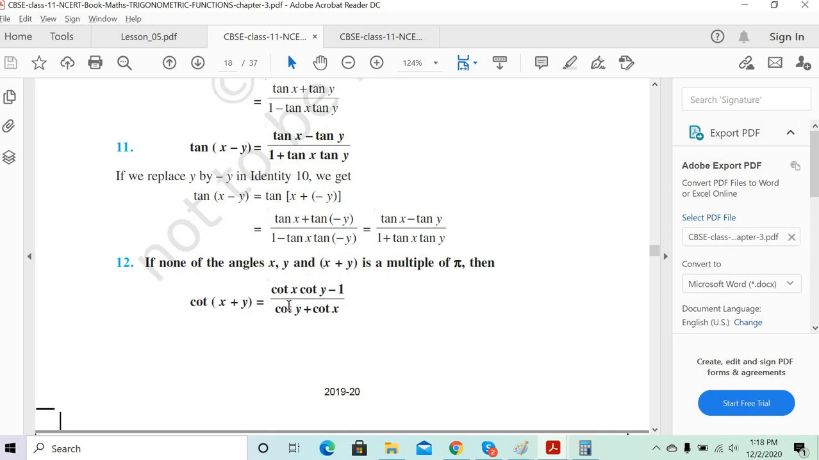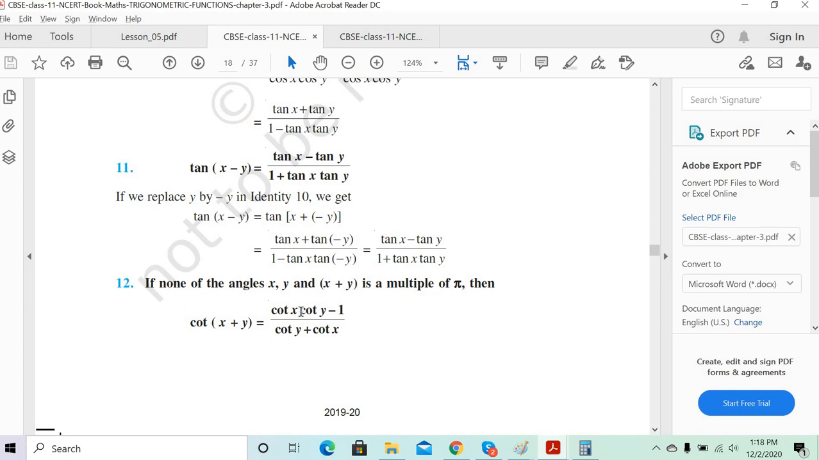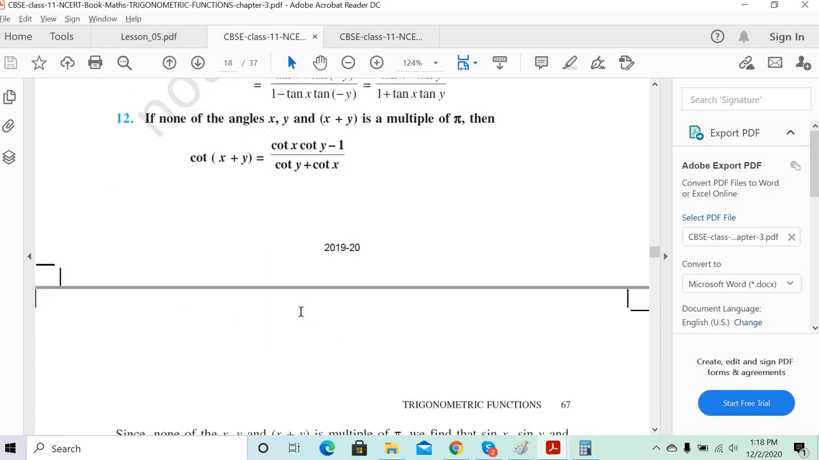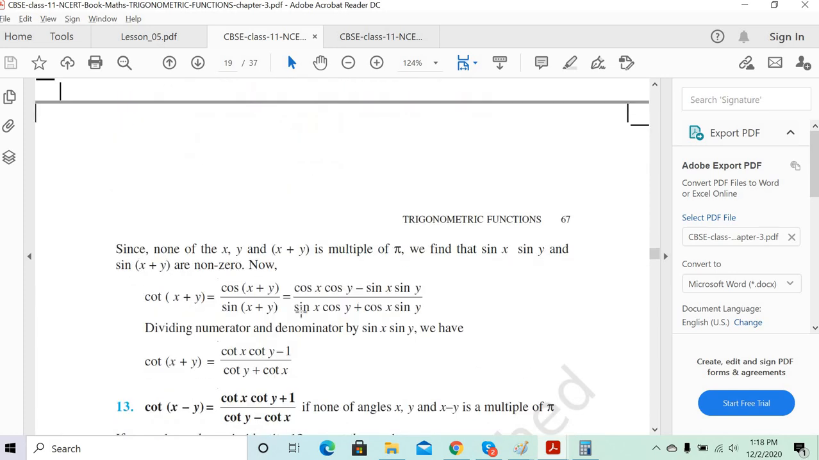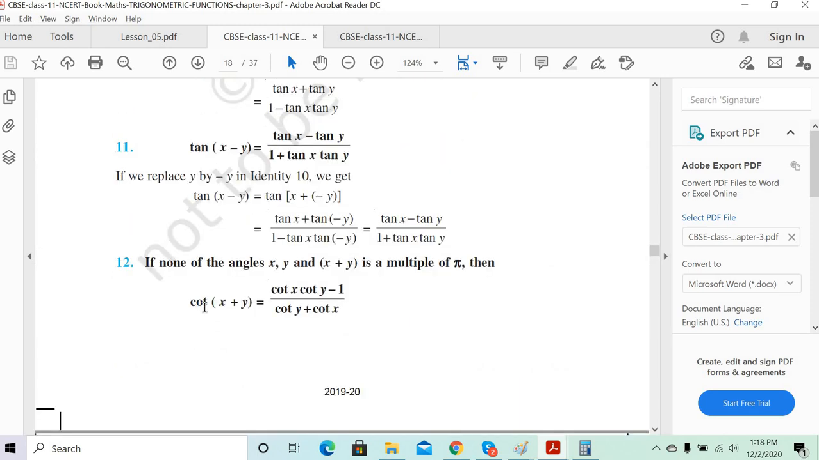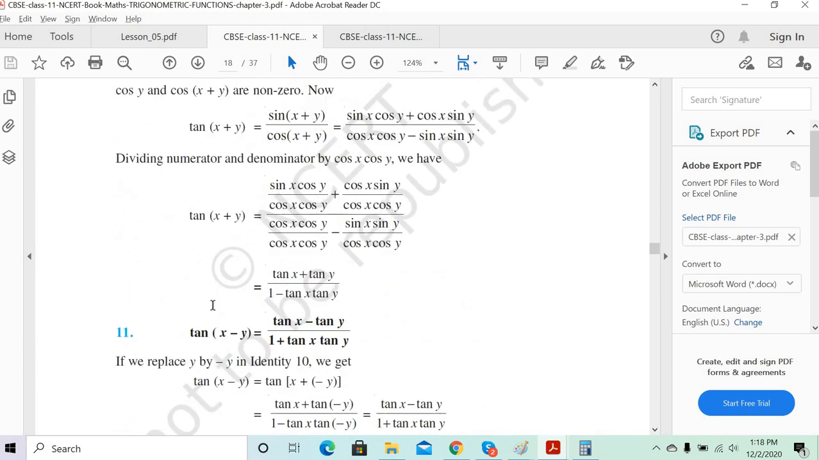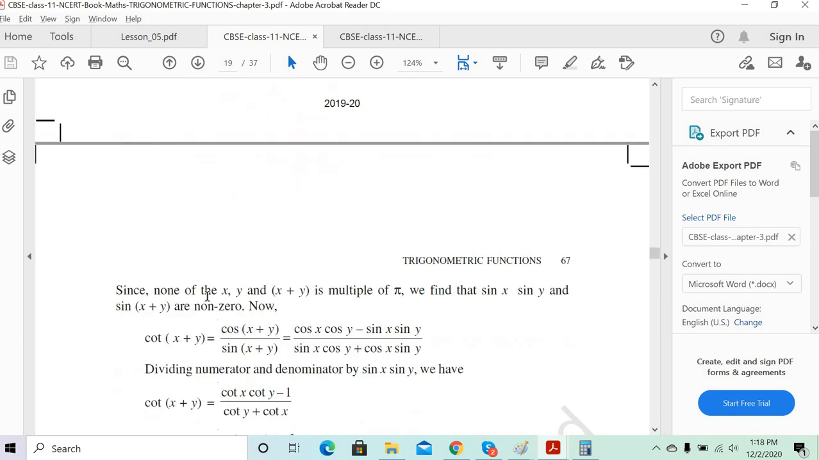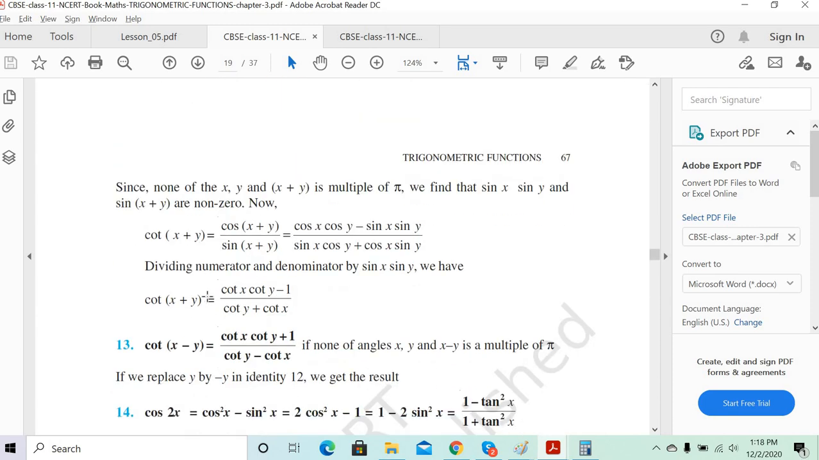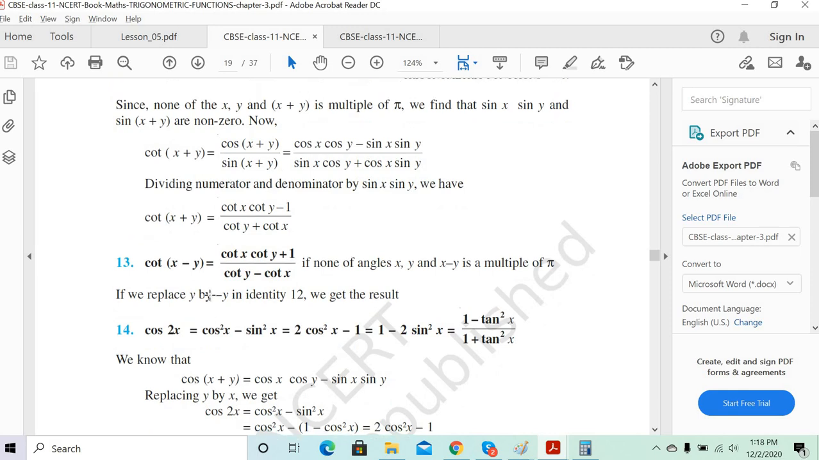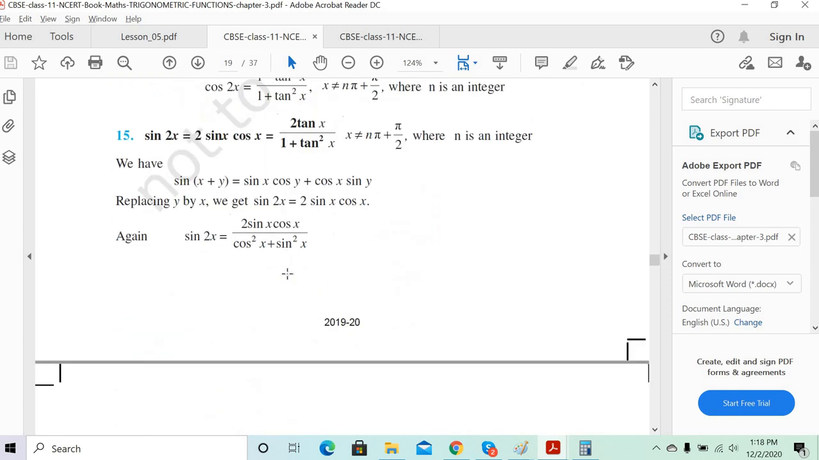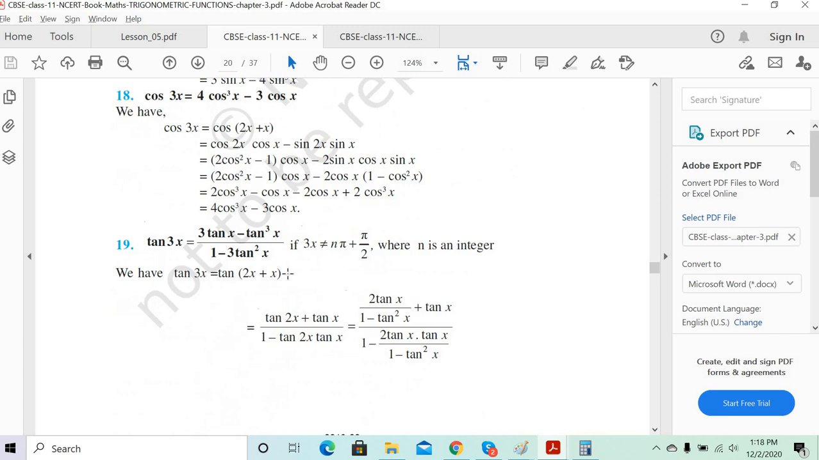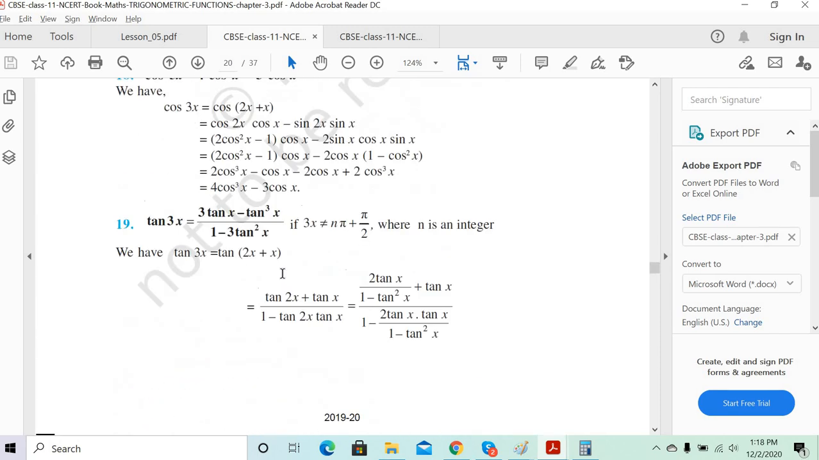Just the reciprocal. Okay, not reciprocal. Let's try to do cot x plus y. Yes, same method, just like how we did tan x plus y. Basically we want to represent everything in terms of cot only. Got it? Yeah, let's try to do that. Then we'll do the double angle formula and triple angle formula also, so that we can finish this part.